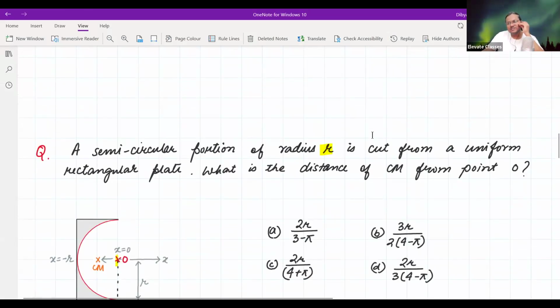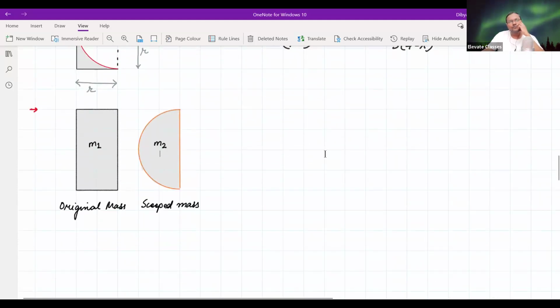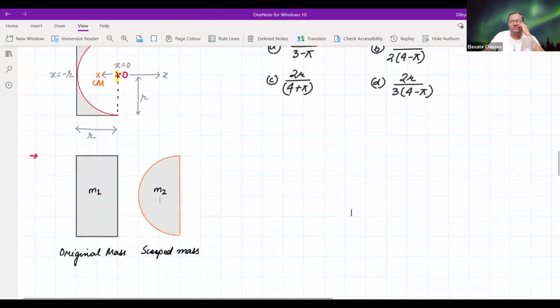So you are supposed to find the distance of the center of mass from the point O. Check the calculations once. So one point at which you might be stuck is, what is the center of mass of a semicircle? Anybody knows? Center of mass of a semicircle.